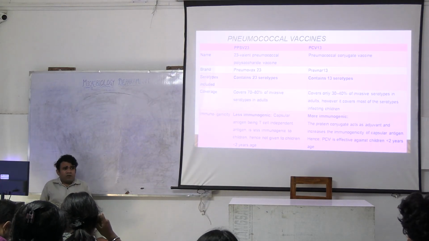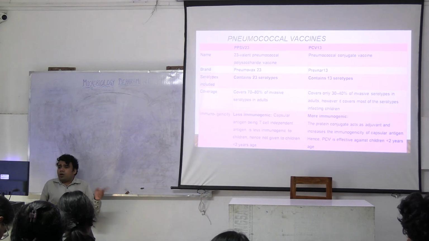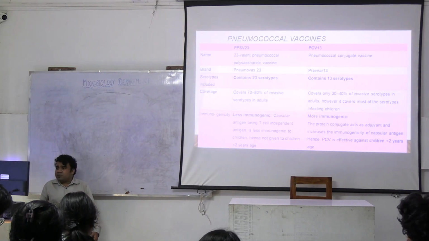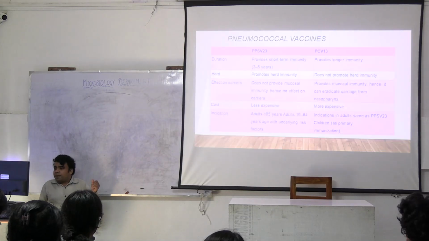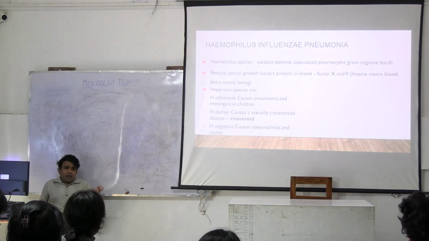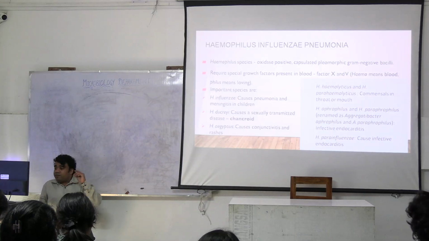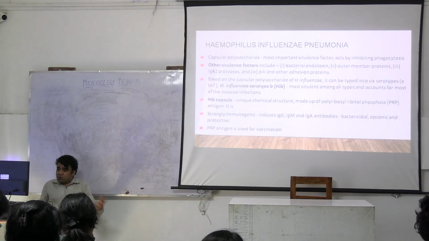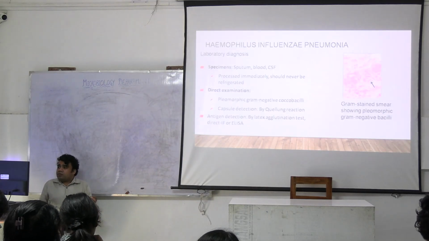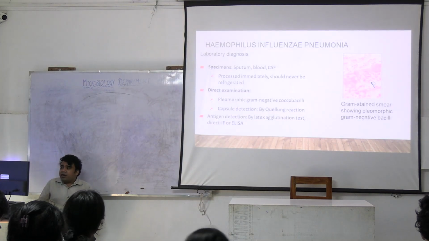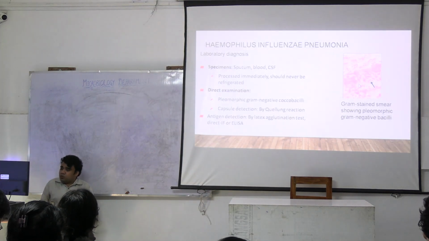There are two types of pneumococcal vaccine, one is the pneumococcal polysaccharide vaccine called PPSV23 and the conjugate vaccine PCV13. Another cause is Haemophilus influenzae, again it's a gram-negative organism, it causes pneumonia. If you look at this picture, you can see gram-negative cocci in the sputum sample.